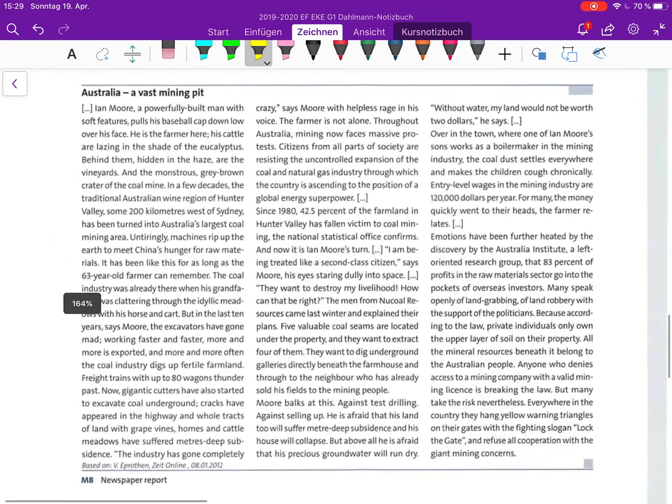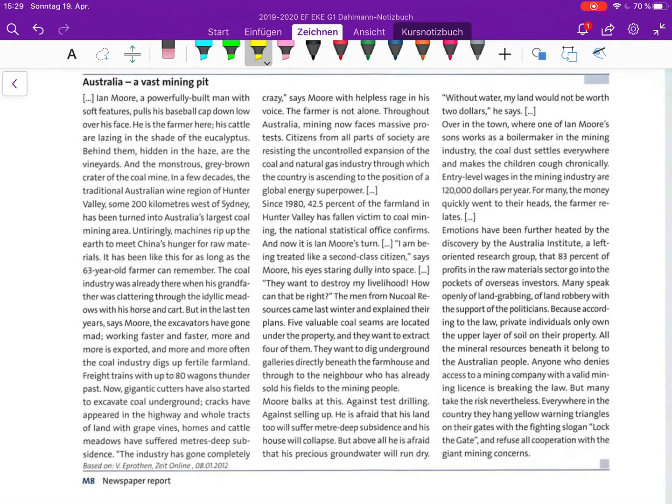M6, M7, Australia. So Australia is a vast mining pit. We have a newspaper report that explains to us how vast a mining pit this is, that the destruction of nature is vast also, and it's important for the economy.